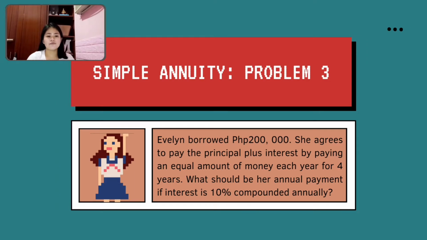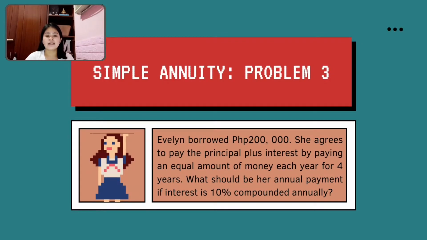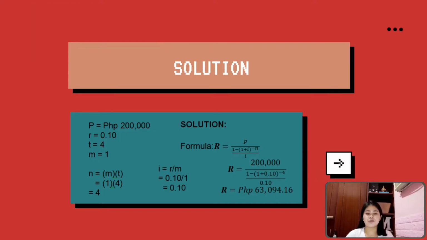Problem 3. Evelyn borrowed 200,000 pesos. She agrees to pay the principal plus interest by paying an equal amount of money each year for 4 years. What should be her annual payment if interest is 10% compounded annually? List down the information stated from the problem. The present value is 200,000. The nominal rate is 0.10, conversion period is 1, term is 4.